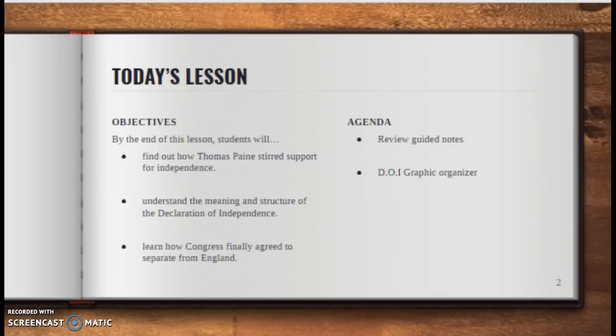By the end of this lesson, students will find out how Thomas Paine stirred support for independence. You guys will also understand the meaning and structure of the Declaration of Independence. And you will learn how Congress finally agreed to separate from England. The agenda, while it might look different than the one that's on the board, is that we're going to review the guided notes that you were all supposed to complete for homework, and we're going to complete a graphic organizer.